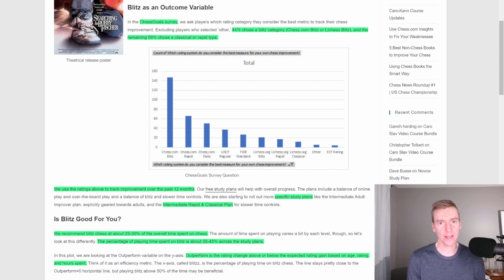So the first thing I did was I asked players in the survey, which rating category do you consider to be the best measure for your own chess improvement? And this tallest blue bar on the left-hand side, that's for chess.com Blitz. So most players are saying chess.com Blitz is the category that they're using to measure their improvement. So keep that in mind. About 44% of players chose a Blitz category overall, and 56% of players chose a slower category. So that's spread out across Rapid, Daily, USCF, FIDE, ECF, and other. Those are all lumped together. So almost half and half, speed chess versus slow chess.